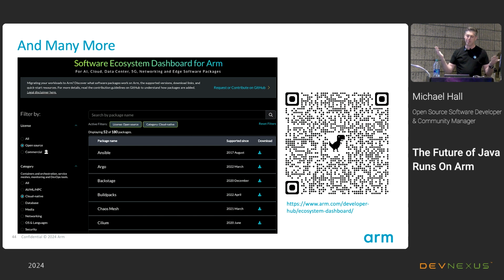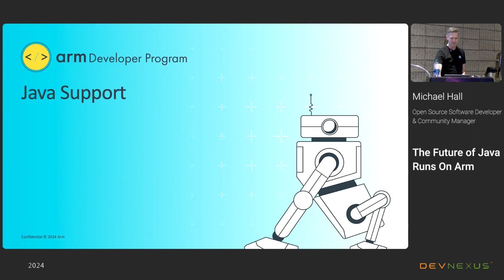And we're taking that from anybody. So help us build out this dashboard so people can find your software and make sure that it runs correctly on the latest ARM systems. All right, so we've gone over the hardware support, we've gone over the operating system and tooling support. So let's talk about support for Java on ARM.